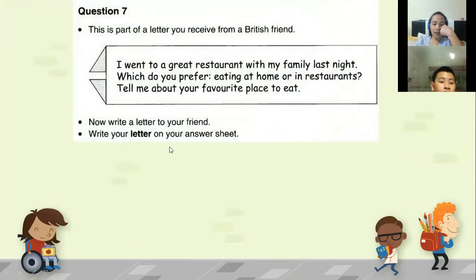This is part of a letter you received from a British friend. I went to a great restaurant with my family last night. Which do you prefer, eating at home or in restaurants? Tell me about your favorite place to eat. Now write a letter to your friend. I think it should be very short. What is his name? So now write a letter to your friend. I would choose Patrick. Yes.